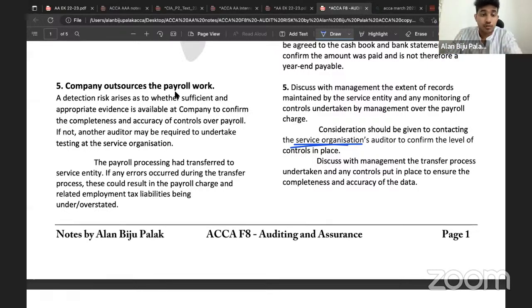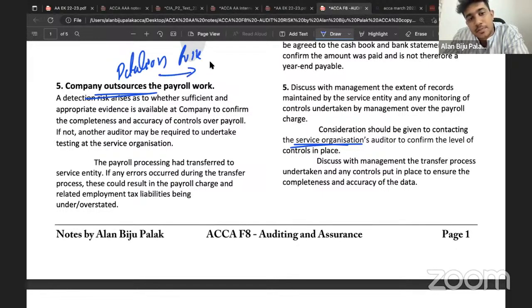Okay. So when you get the term that the company outsources their work, always consider the possibility of having detection risk and always consider the possibility of having control risk. Detection risk and control risk, okay.